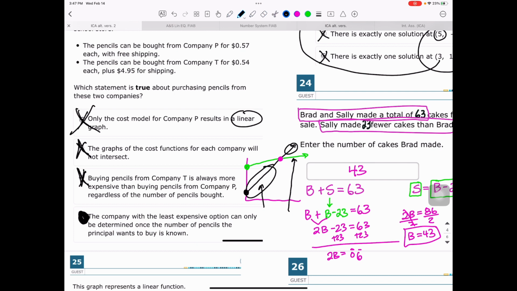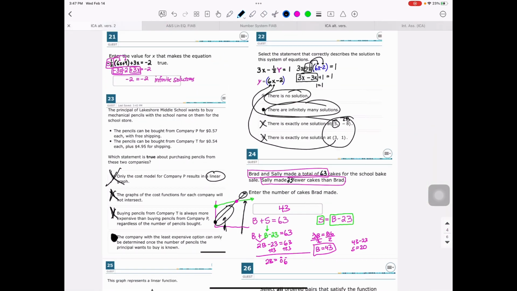So no. The company with the least expensive option can only be determined if I know how many pencils I'm buying. Yeah, if I'm not buying very many pencils, I'm going with the black company. If I'm buying a lot of pencils, I'm going with the green company. So that's all these problems. I didn't have to read it. That's just, if you see two companies or two anythings, somebody's starting low, but they're passing them up.